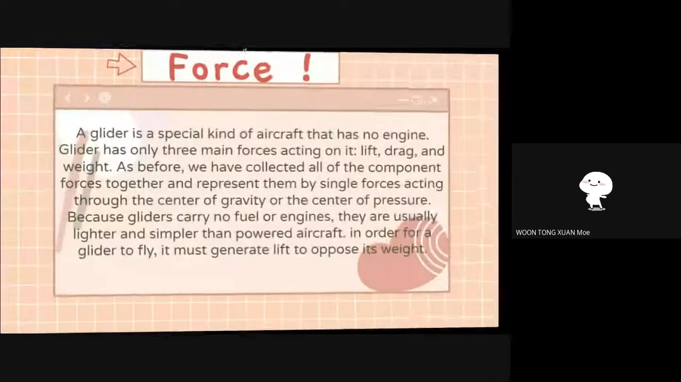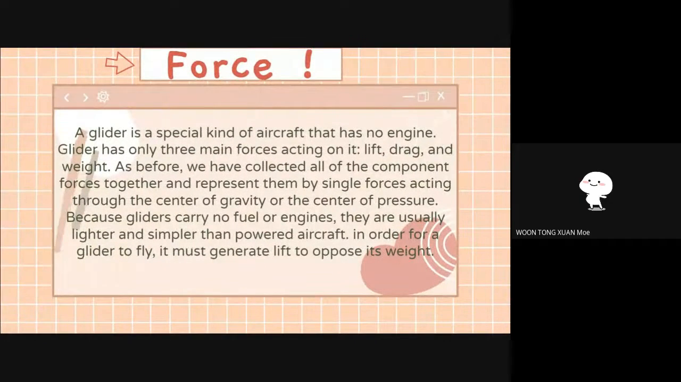So firstly, I will talk about the physics concept, which is force. A glider is a special kind of aircraft that has no engine. A glider has only three main forces acting on it, which are lift, drag, and weight. As before, we collect all the component forces together and represent them by single forces acting through the center of gravity or the center of pressure.